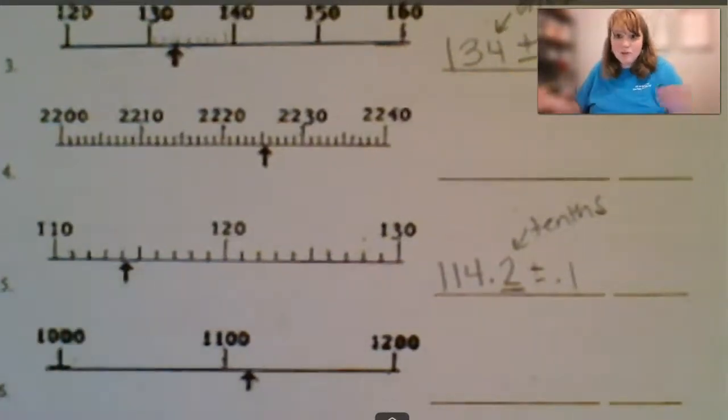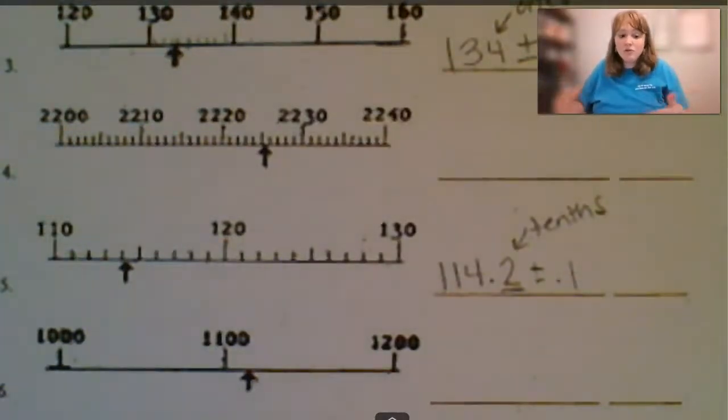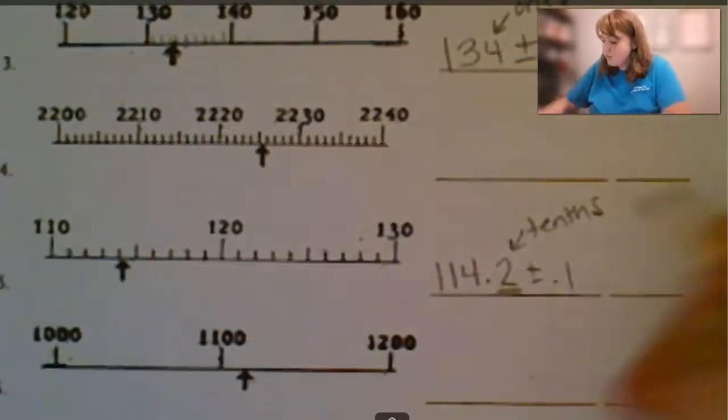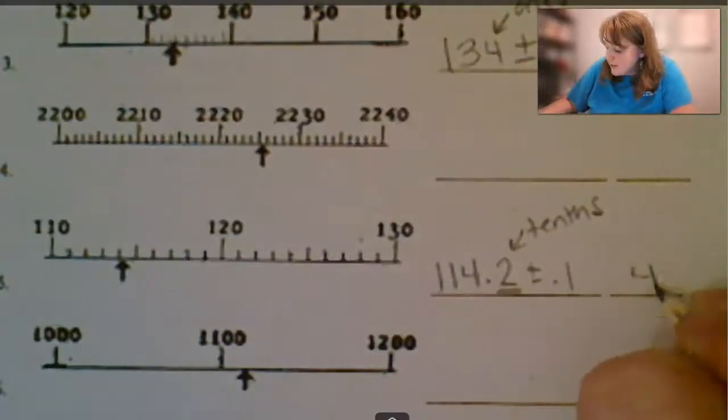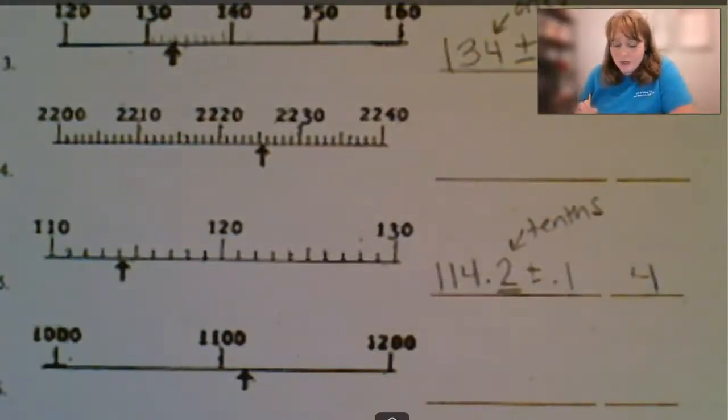Okay, anytime you're measuring anything in your house with a measuring tape, you'll notice that you always have to make those mental divisions, and that's what we're looking for. So here we have 1, 2, 3, 4 significant digits.